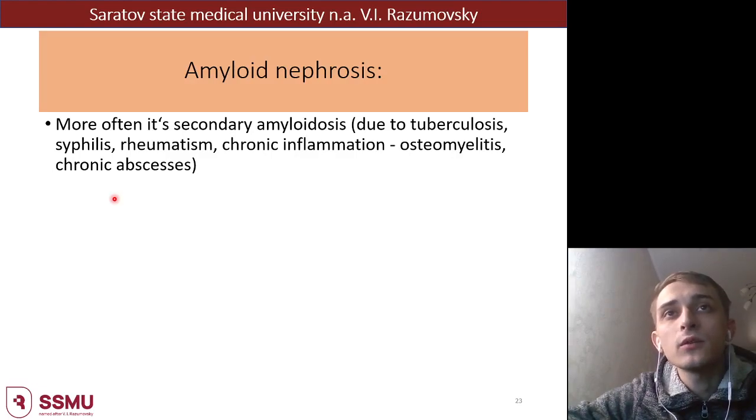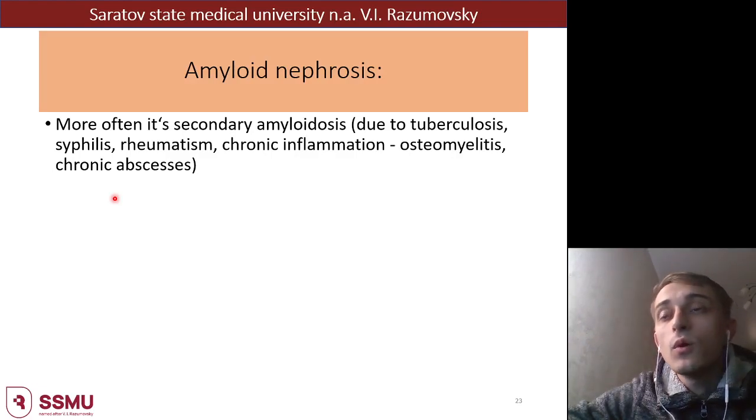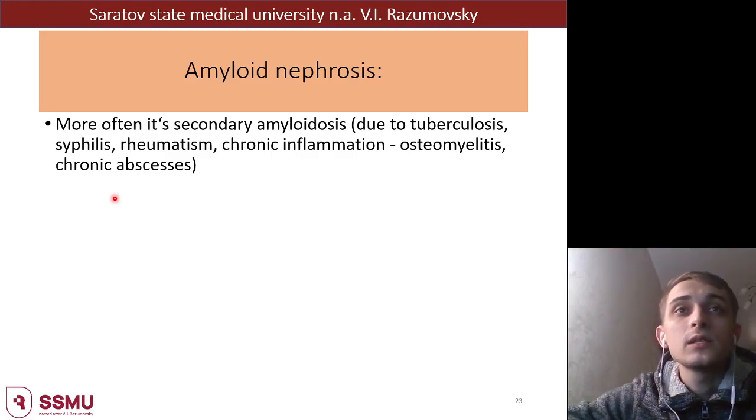The next pathological condition which we should discuss today is amyloid nephrosis. Amyloid nephrosis is a pathological process which is associated with accumulation of amyloid in the kidney. And I hope you remember something about amyloid from our previous classes. More often, amyloidosis of the kidney is a secondary type of amyloid because it is a result of some chronic infections like tuberculosis, syphilis, rheumatism, or osteomyelitis, chronic abscesses, and so on.